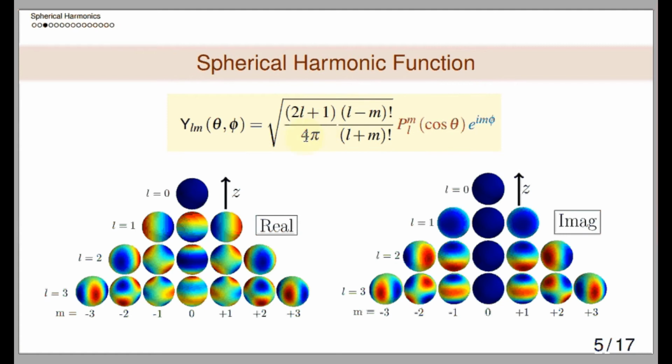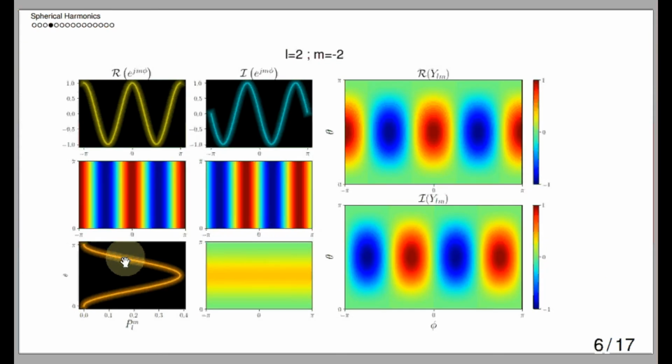In the next few slides I will try to explain how the spherical harmonic function shapes are related to these functions. For that I take the degree L equals 2. Let us start with L equals 2 and m equals minus 2.